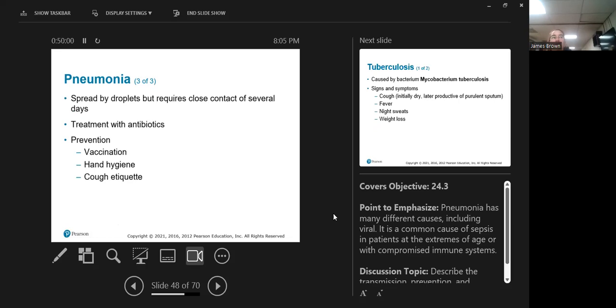Pneumonia is spread by droplets, but it usually requires close contact over several days. Husband and wife, grandma and grandpa, grandbabies with their grandparents. Vaccinations help. It doesn't prevent pneumonia, it just decreases the symptoms of pneumonia. Same with the flu shot. Hand hygiene and cough etiquette.